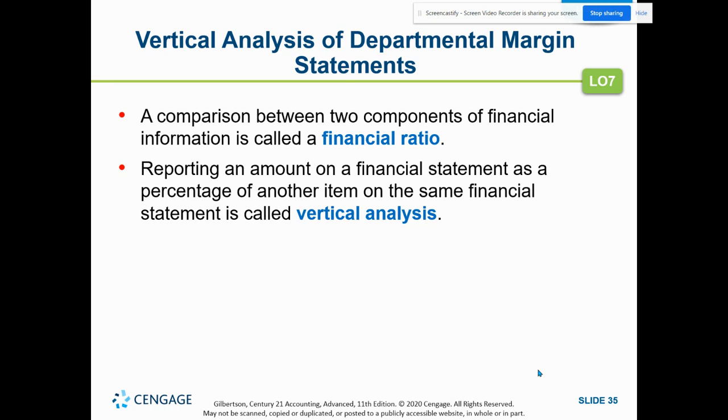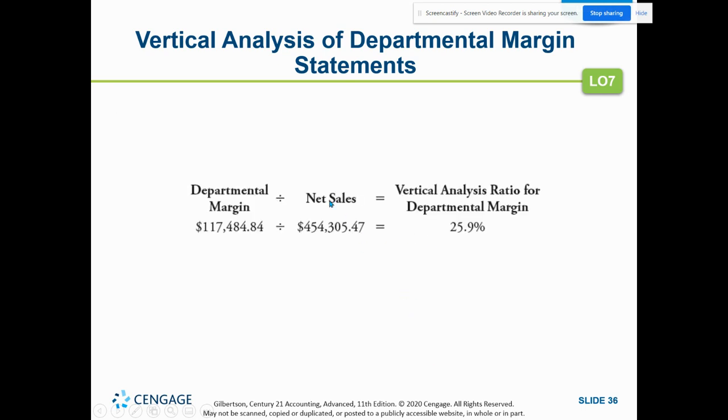So there are a couple of financial ratios that companies look at, and then they look also at that vertical analysis that we just talked about. So one of these is that departmental margins. They want to see how much each department is making compared to the net sales. So then they can look and say, okay, this department is making 25.9% of all the net sales.